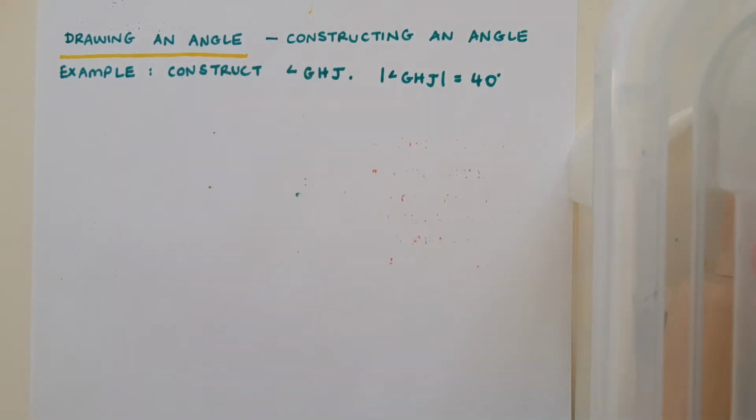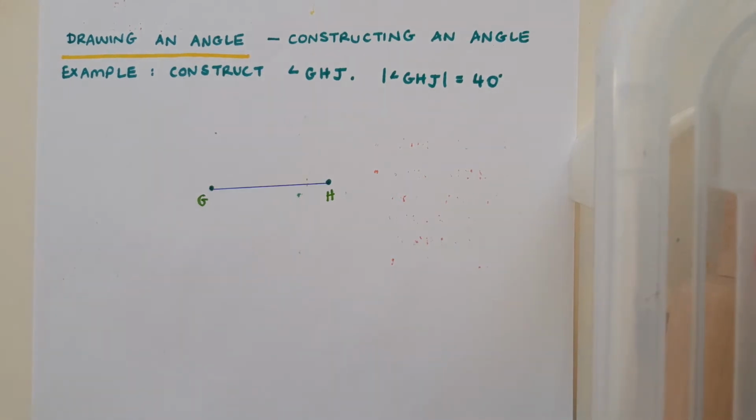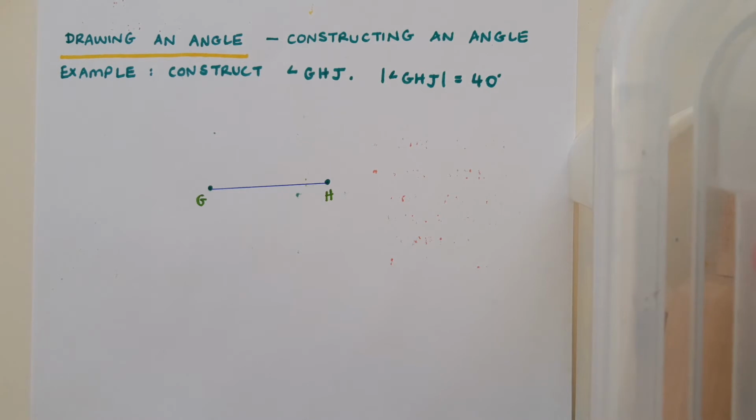To begin with, I'll mark in 2 of my points. I'm going to mark in G and H, just because they're the first 2 letters in the name of the angle. I'm not quite sure where to put J yet, but I'll get to that in a second. I do know that G will be joined to H, so I want to join those 2 things up. Now I know that I should have a third point, J, that will connect to H, but I'm not quite sure where to put it.